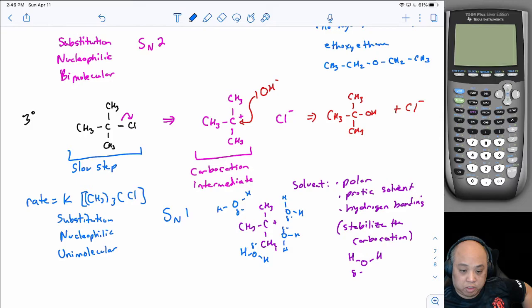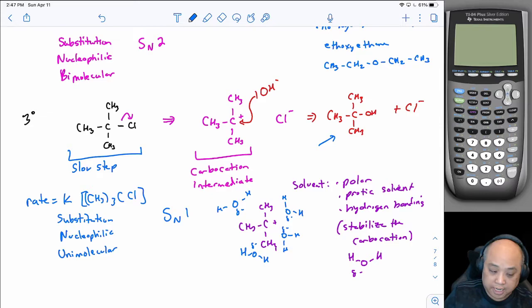But that attraction is only useful until the hydroxide comes in there and attacks, because the hydroxide is a full negative charge, and it's going to be more attracted to that full positive, and then that's going to create this. So really, the water, the solvent that's hydrogen bonding, is just kind of a stabilizer until the hydroxide has the ability to come and attack it. Oh, okay, thank you. Does that make sense? Yes. Yeah, the hydrogen bonding surrounds the positive charge until the hydroxide can attack it.